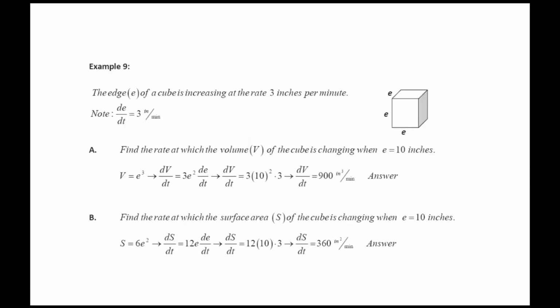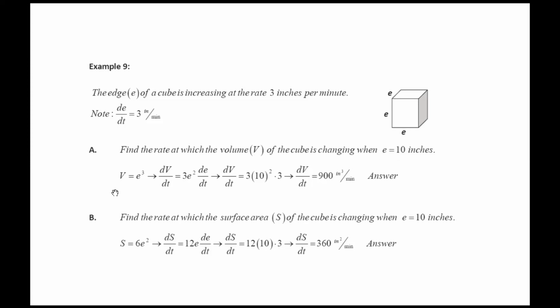Let's look at example 9. The edge, which we're calling E, of a cube is increasing at the rate of 3 inches per minute. That means dE/dt is 3 inches per minute. Here we have a cube. All the faces of a cube are squares, so it's E by E by E. Depth is E, height is E, width is E. And we have 2 problems here. We want to find the rate at which the volume of the cube is changing when E is 10 inches.